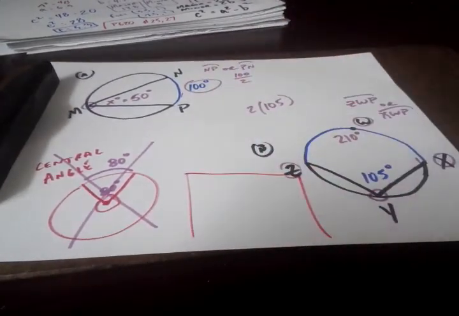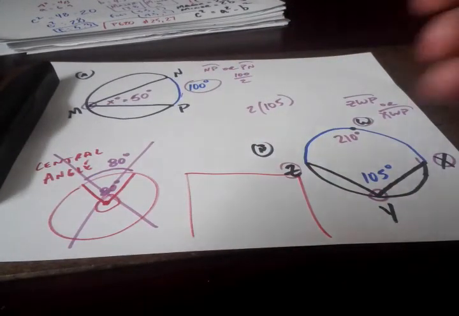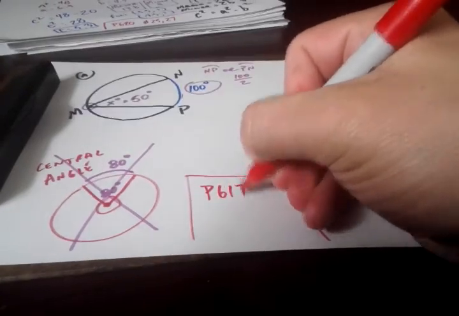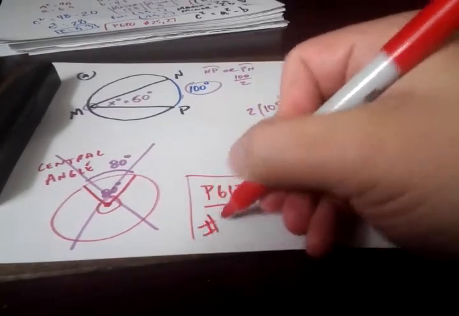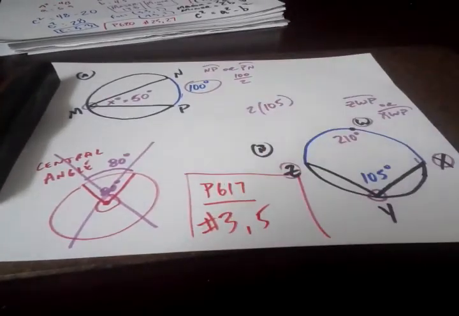I do have some problems I'd like you to try, you guys. So go ahead and go to page 617, and I want you to do numbers 3 and 5 for me. Okay? If you have questions, let me know. Otherwise, good luck.